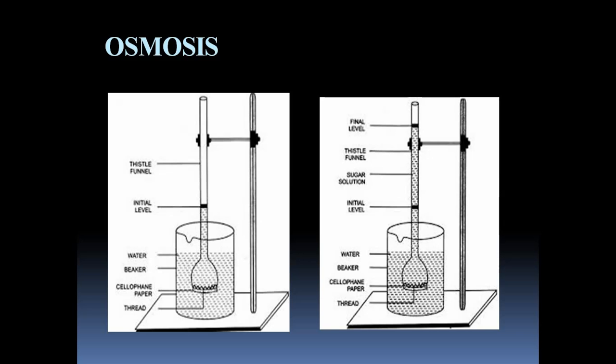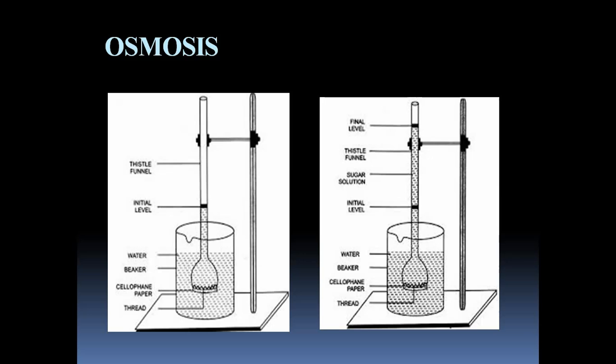After some time we notice the setup change into the right picture. Look at the right picture, children, the picture on your right. Look at the final level of the sugar solution. Yes, this is what happens in this experiment after some time. The level of sugar solution in the thistle funnel rises up. It is because endosmosis has taken place from the beaker into the thistle funnel.